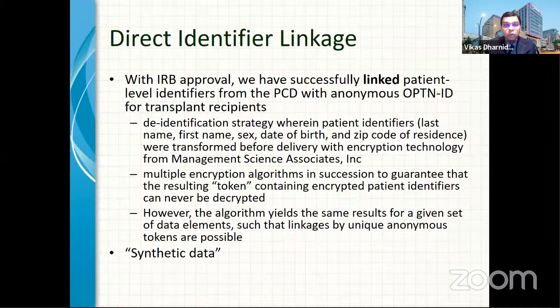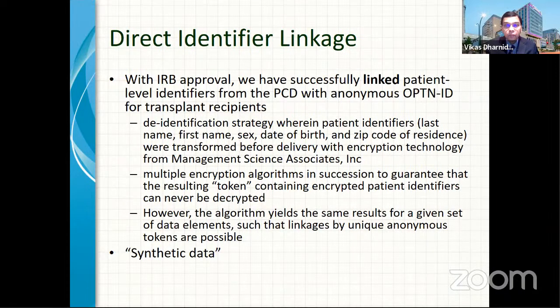What we did, with the approval of our institutional review boards, was successfully link direct patient-level identifiers. We knew the unique anonymous OPTN identifiers for the transplant patients. We utilized a strategy where we had the agency send the data to a third party under contract. The third party then used encryption technology to de-identify the identifiers and link them together using multiple algorithms.